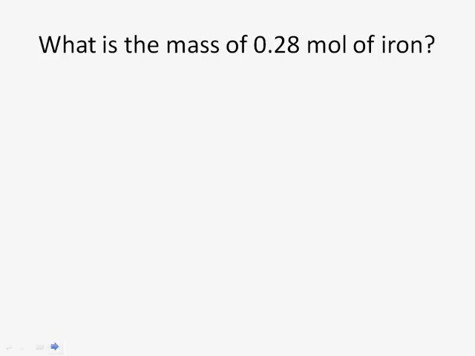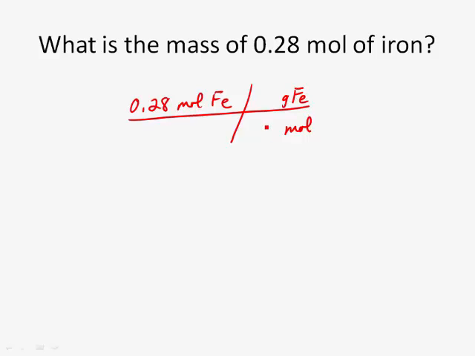All right, what is the mass of 0.28 moles of iron? Again, we can go moles to grams in one step. We want moles on the bottom and grams of iron on the top. So 1 mole, and if we look at the periodic table, we have 55.8 grams. So 0.28 times 55.8 gives me 15.6, which would round to 16 grams of iron.